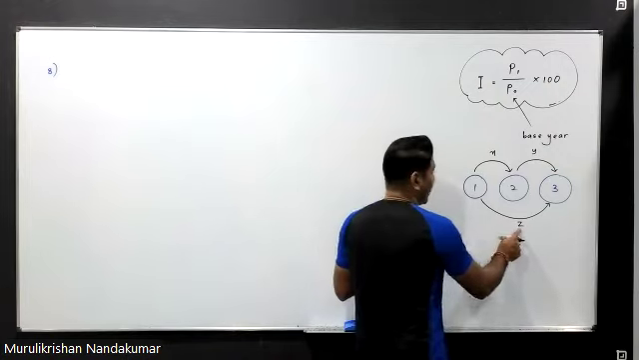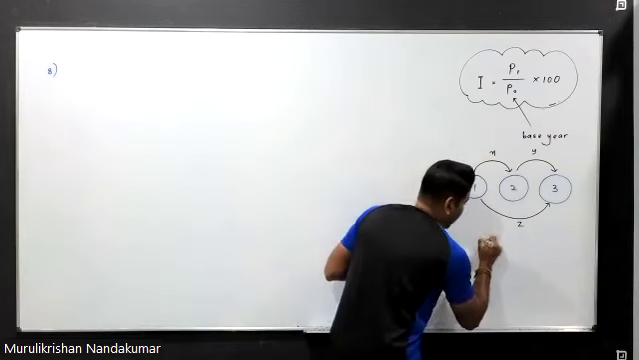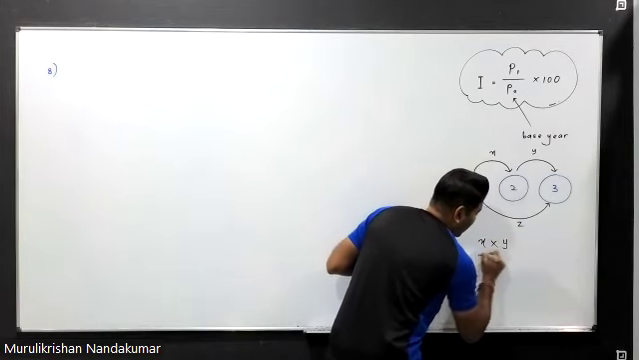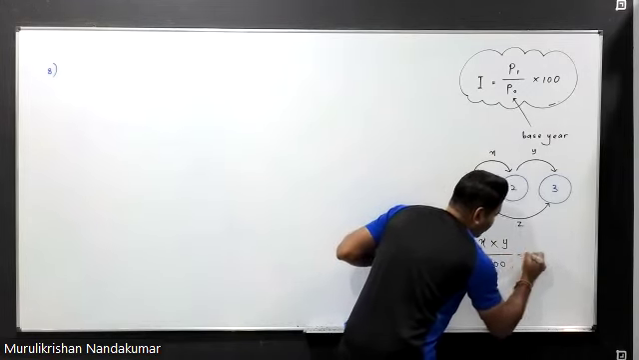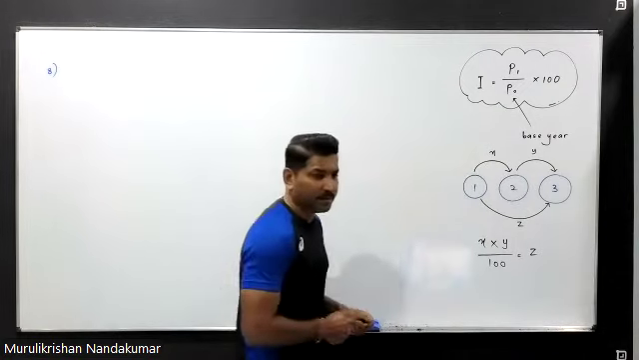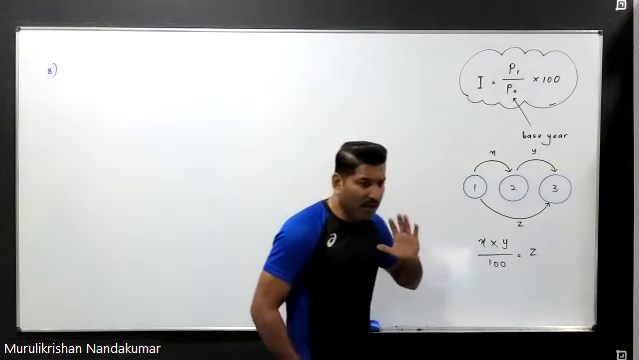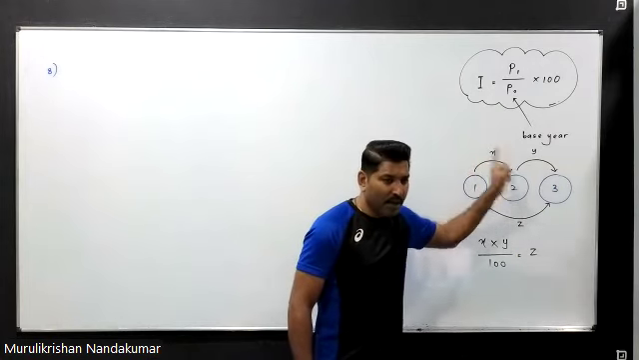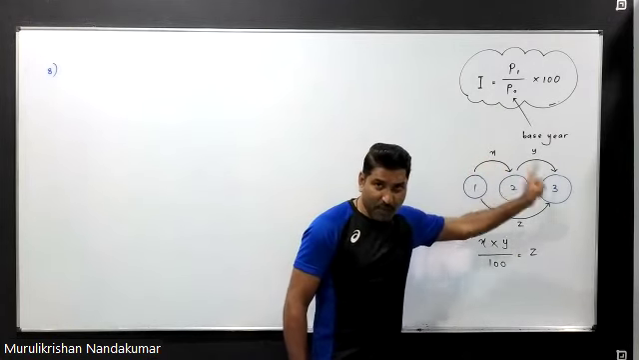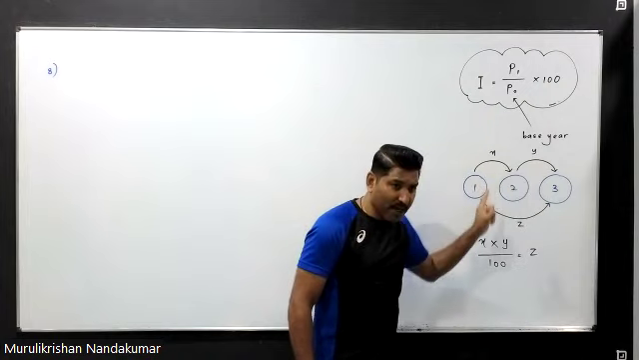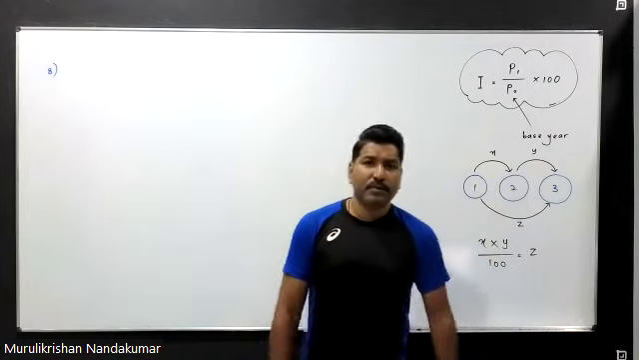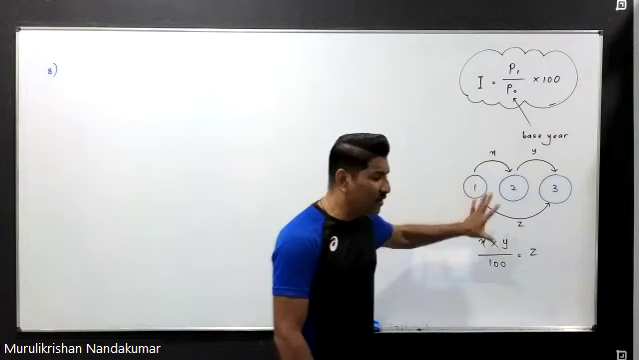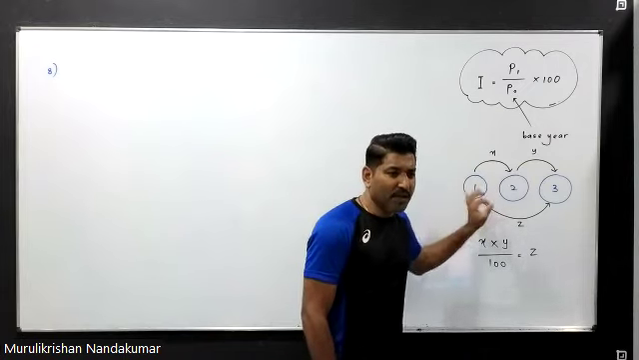How to get Z is very simple. You take this X times with the Y, divide by 100, you'll get Z. This is the formula. It is a fixed formula. X times Y, then divide by 100, and you will get Z. That's all. This is one of the easiest ways. You just label them and you can get the idea.